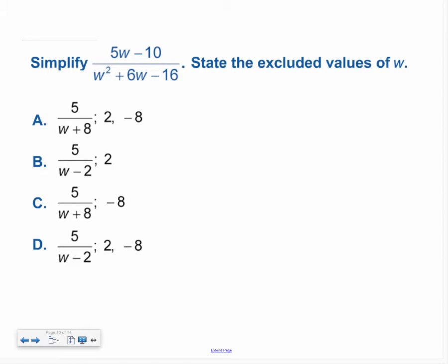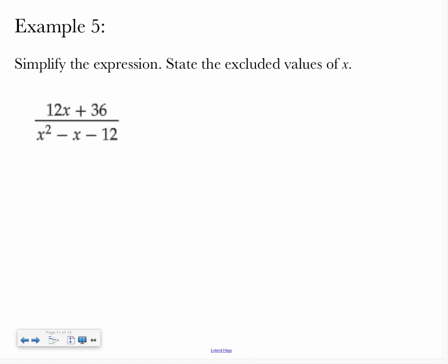Take a minute and see if you can simplify 5w minus 10 over w squared plus 6w minus 16, and then state the excluded values of w. Alright, hopefully you ended up with 5 over w plus 8, and then excluded values of a positive 2 and a negative 8. If not, ask questions. Let's look at example 5.